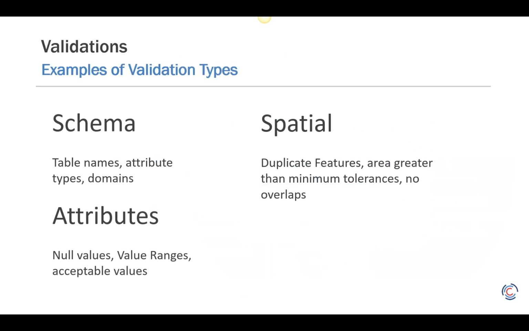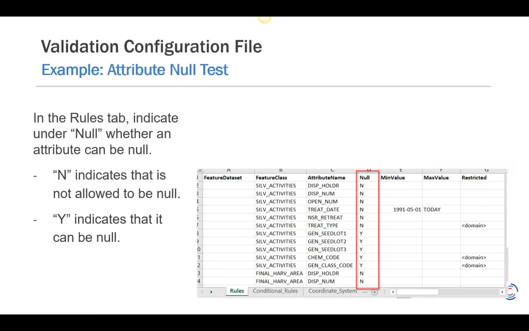So the main three things we're validating are the schema. So these are the names of the tables, the attribute types, the domains, the attributes themselves, so the values in the attributes. Do they follow the value ranges? Do they follow acceptable values if there's a domain? Are null values allowed? And then spatial. So for the spatial, the checks were overlaps, duplicate features, areas being larger, like within the acceptable tolerance, and features like that.